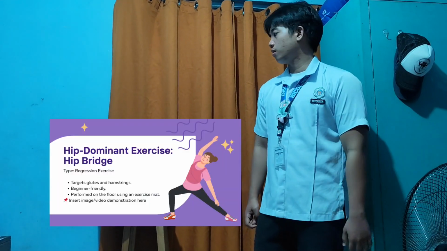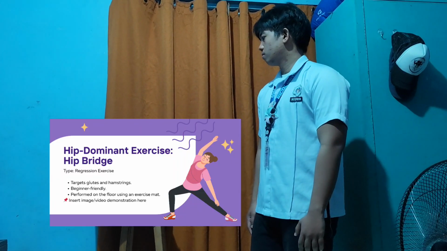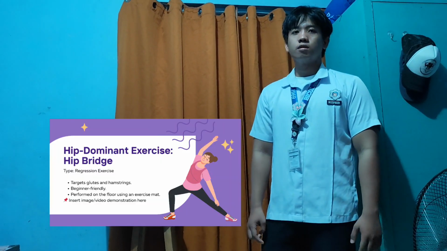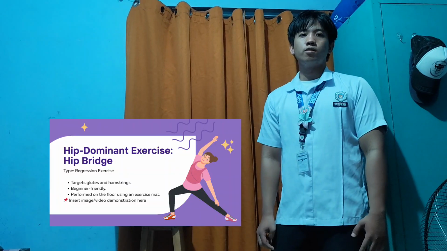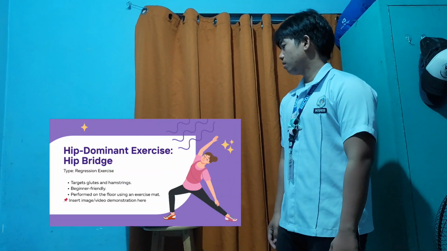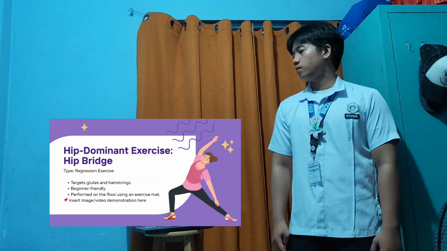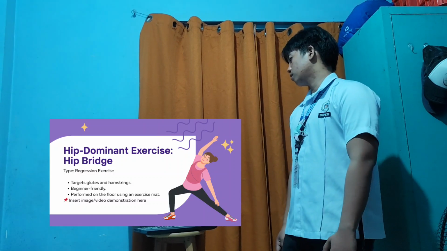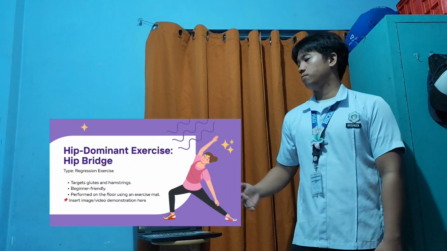So we will go to the hip dominant exercise, which is the hip bridge. The type is regression exercise. The regression exercise means doing a simpler movement of an exercise, which is yun nga, the hip bridge. It targets the glutes and hamstrings. Second, it is beginner friendly. Lastly, performed on the floor using an exercise mat. So I will insert a video demonstration here.